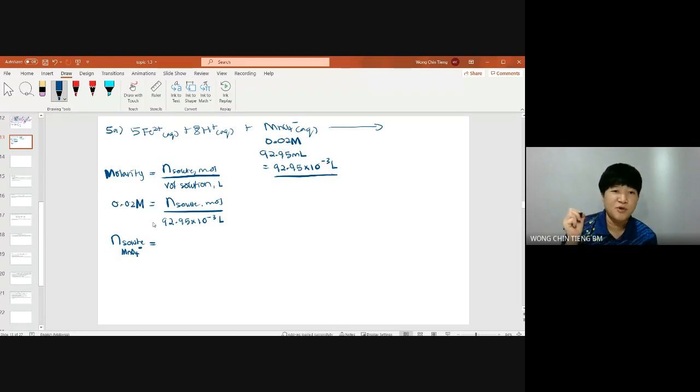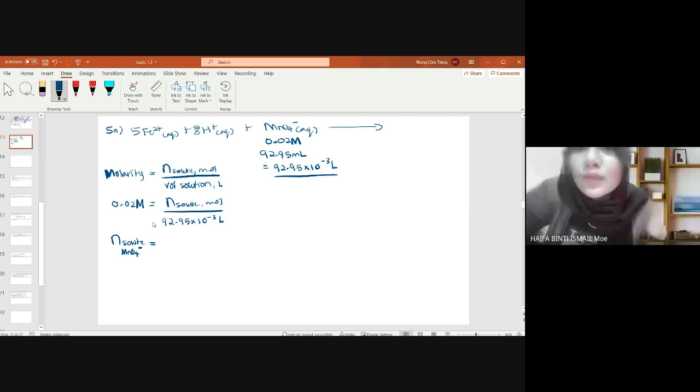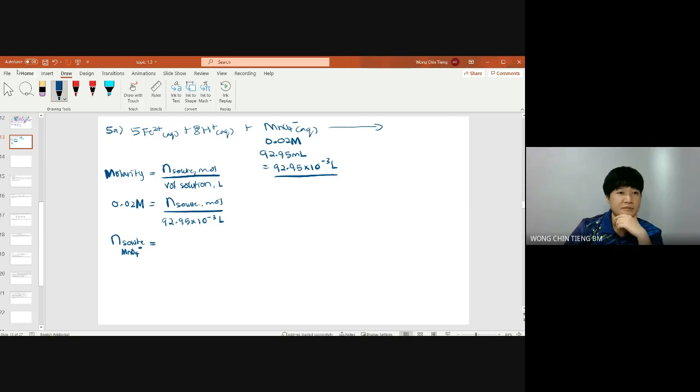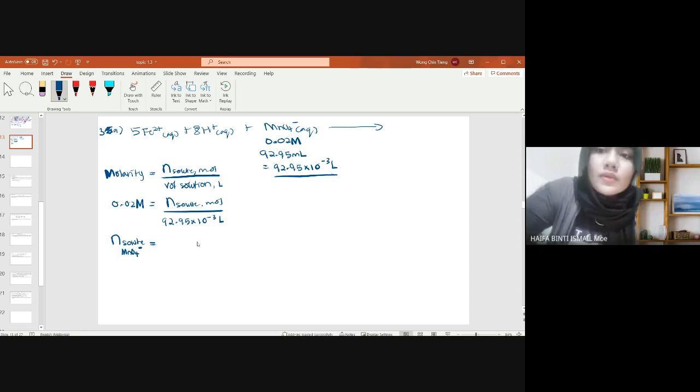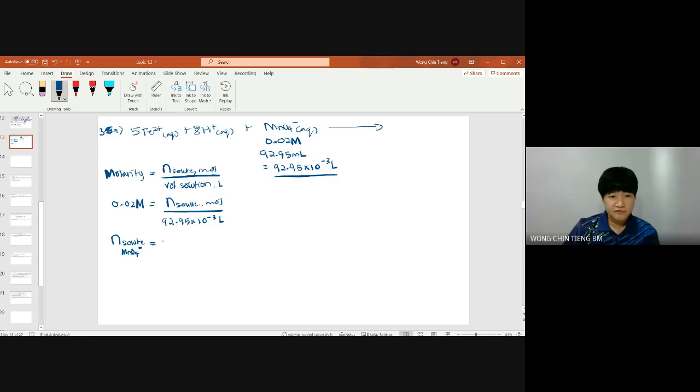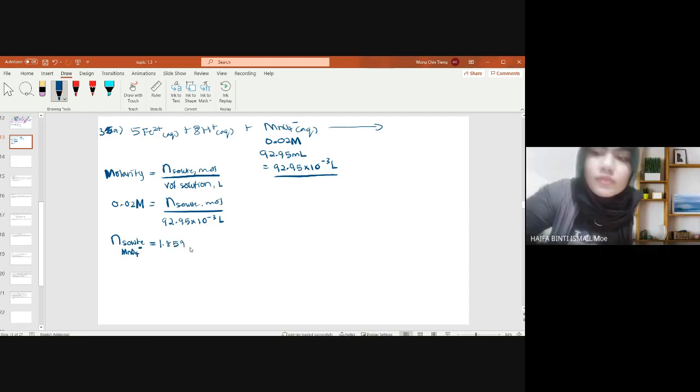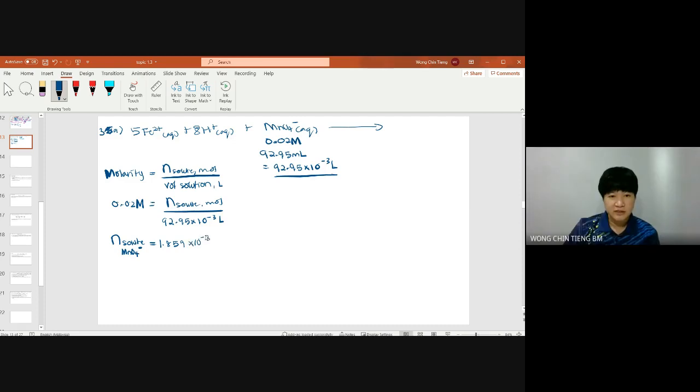Baru nak kira. Buat tak? Saya tak buat nombor 3, saya terskip. Saya terus nombor 4, nombor 5. Okay, tak apa. Kira-kira sekarang. 1.859 darab 10 kuasa negatif 3. 1.859. Tak ada dah, belakang 9 je. Darab 10 kuasa negatif 3 mole.